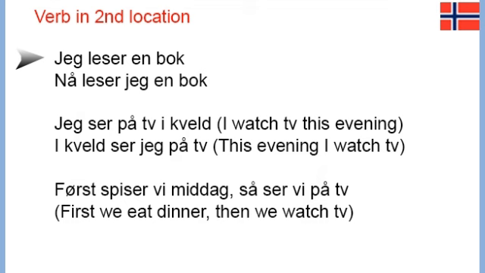Then let's go over to an element that generally causes a bit more problem: the verb in second location. If I were to say "I'm reading a book," it would be the same structure if I put "now," if I want to emphasize that I'm reading a book right now. "No, I'm reading a book." However, in Norwegian, I would say "Jeg leser en bok." But if I want to say "now I'm reading a book," in Norwegian you would say "Nå leser jeg en bok." Notice how the verb, leser, is moved, so it gets in second location.